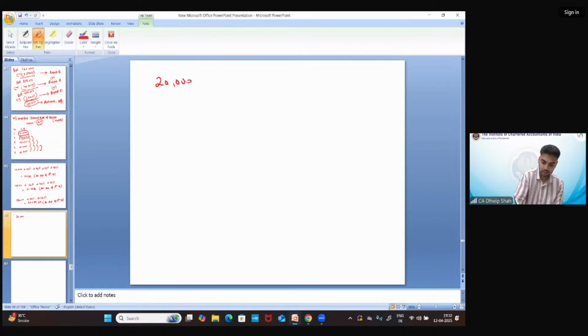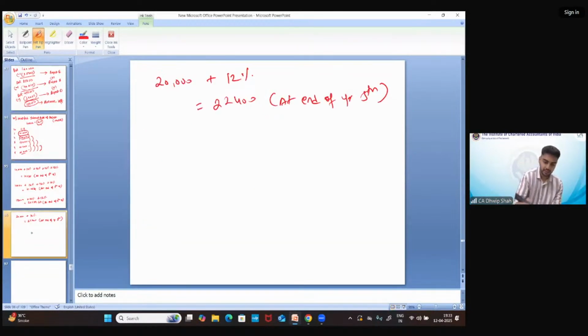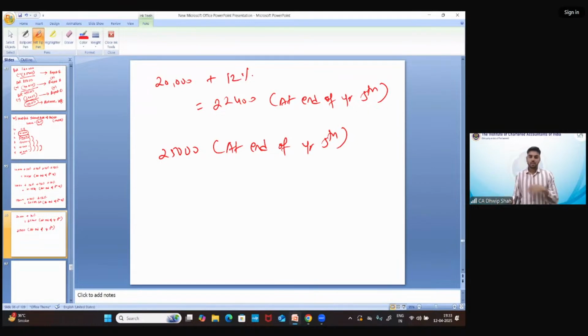So 20,000 plus 12% will become 22,400 at the end of year 5th. Correct? And likewise, 25,000 at the end of year 5th. It will not be reinvested. It will be as it is because 5th year is our last year. So can I say 25,000 will remain 25,000 at the end of year 5th? Yes or no?